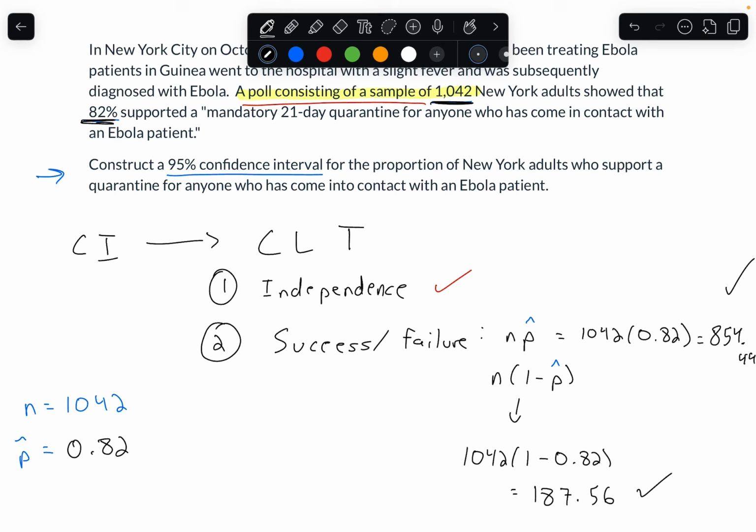Some problems in the homework or on quizzes and tests might just tell you, hey, you may assume that the necessary conditions are met. If it says that, then I don't need to check these. It just says, hey, you can assume that the conditions are met. That's just a step that you can skip in those problems.